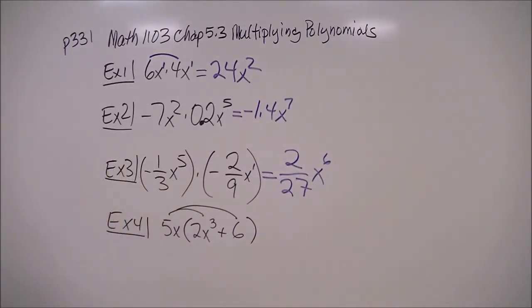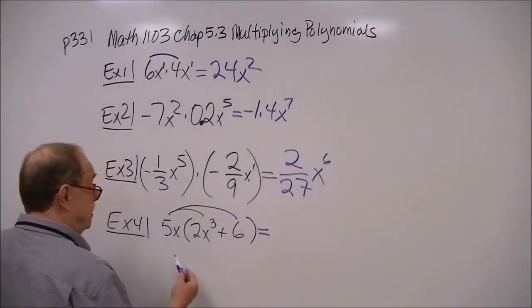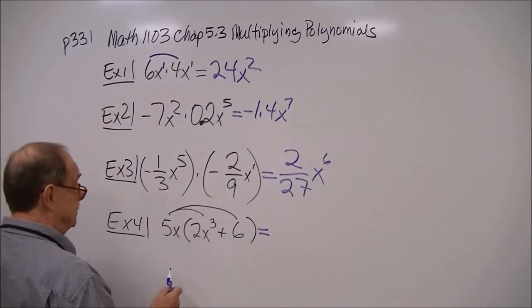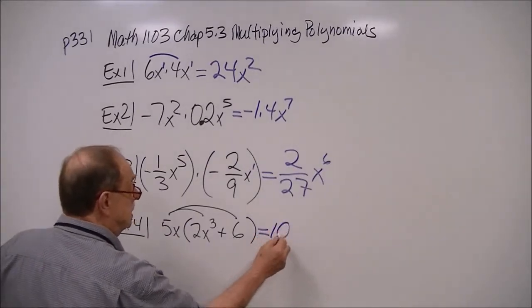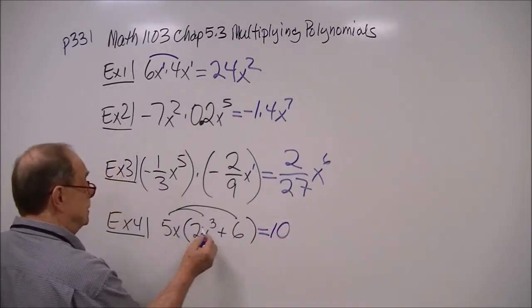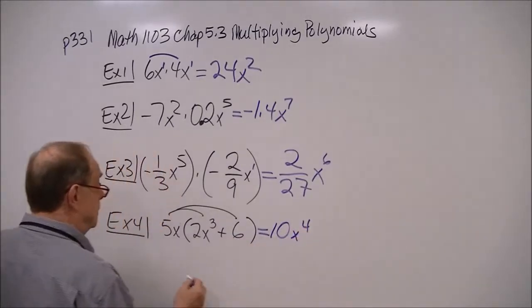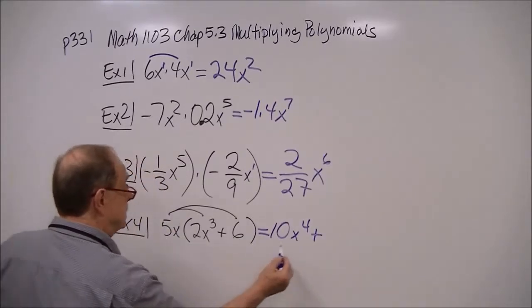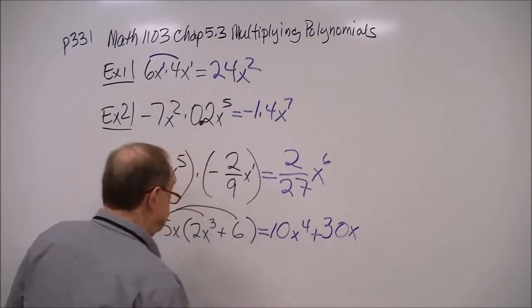Now as we go on to example 4, again, we're just distributing what we did earlier, back in chapter 2 a little bit, but now the variables have exponents. This is 5 times 2 is 10. X to the 1st times x to the 3rd, x to the 4th, and then plus 30x.